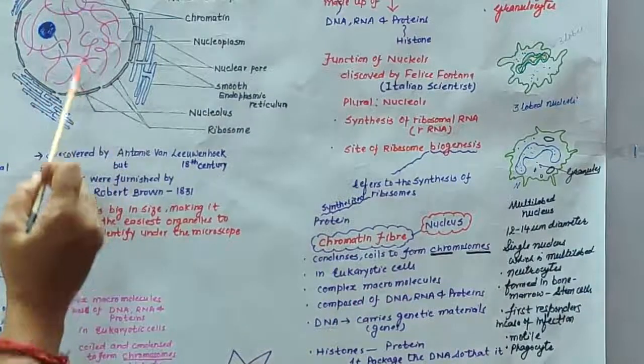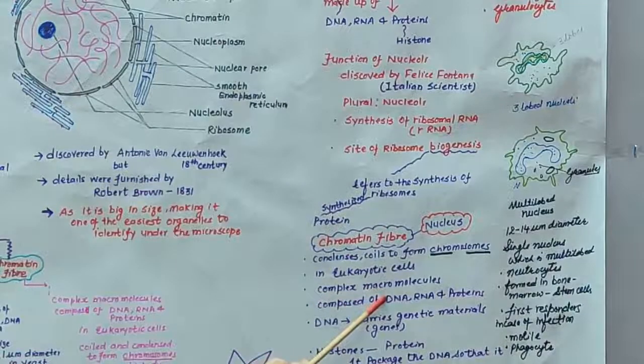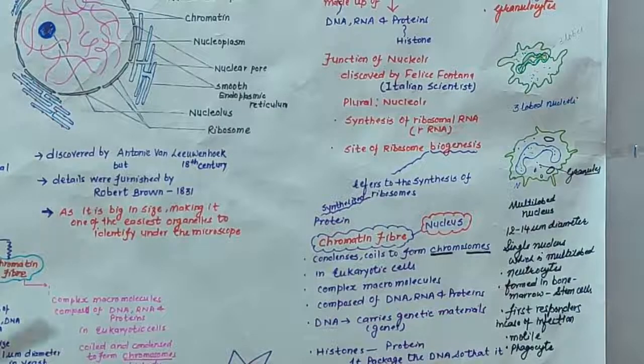Now this particular structure is composed of DNA, RNA and proteins. Now we'll talk about this part, DNA. What is DNA? It carries genetic material from parents to offspring. This is also called genes. Genes are the hereditary material.